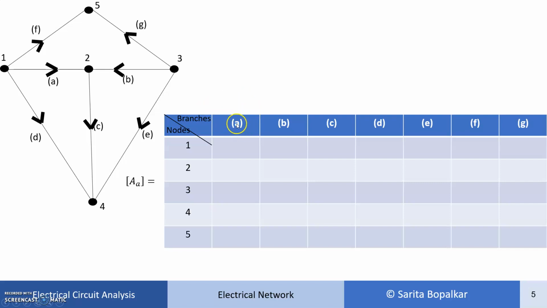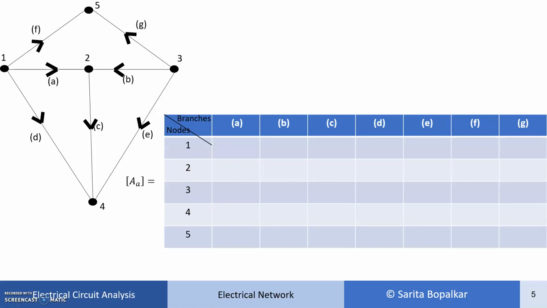Now let's see branch A. Branch A lies between node 1 and 2. This means only for nodes 1 and 2, the elements of the matrix are either 1 or -1. For the other nodes, this branch A is not incident on nodes 5, 3, 4. So for nodes 3, 4 and 5, the element is 0. So branch A is incident at nodes 1 and 2, and only for these elements, it will be 1 or -1.